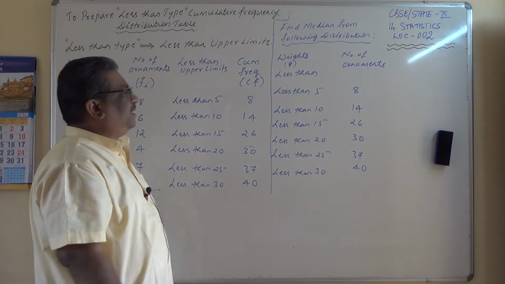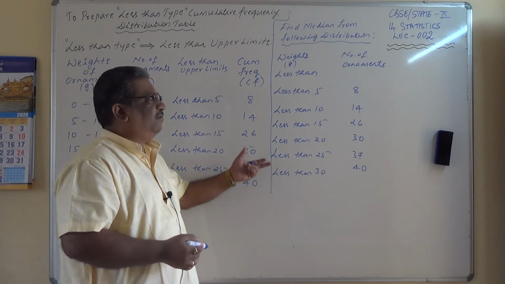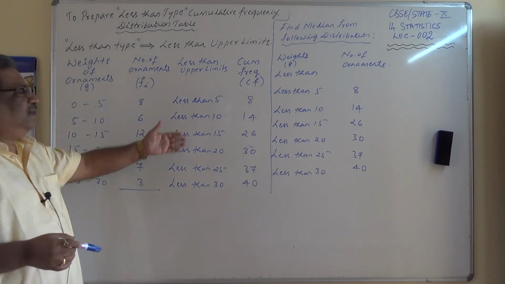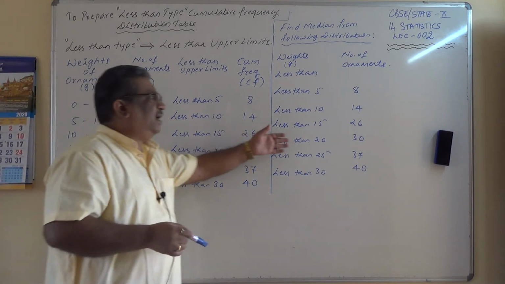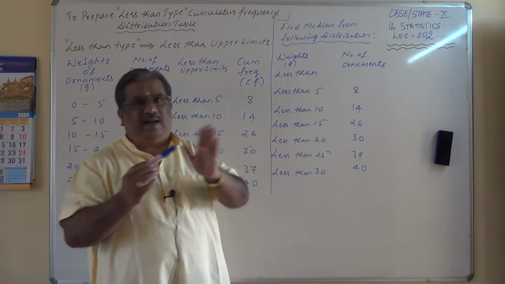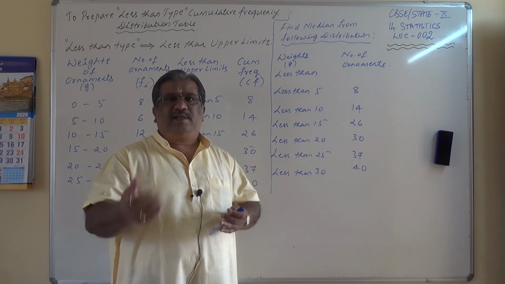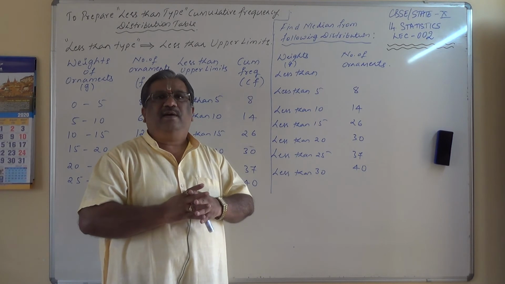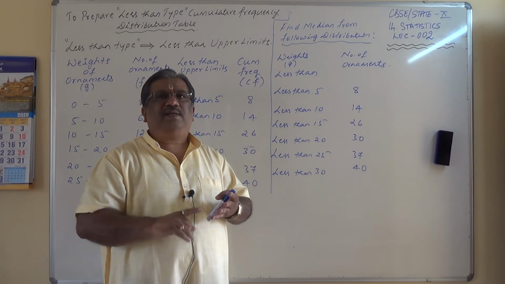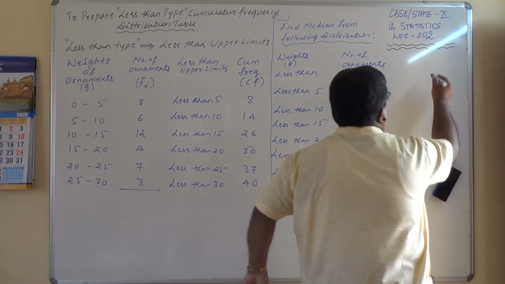This is how a table is given to you, and from this you have to find out the median. So now you know very well how this less than table is prepared. Now a less than type of cumulative frequency distribution is given to you, and from this you have to extract the class intervals and the frequency. Why? In order to find out the median, dear students, the formula of the median requires the class intervals and the frequency.